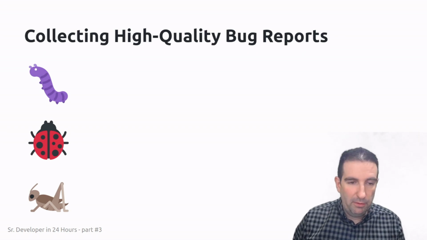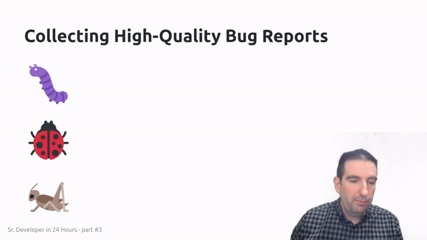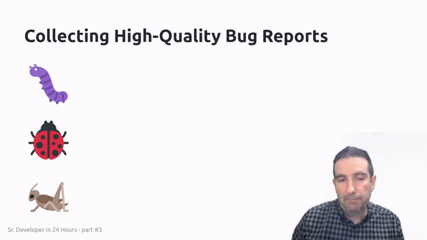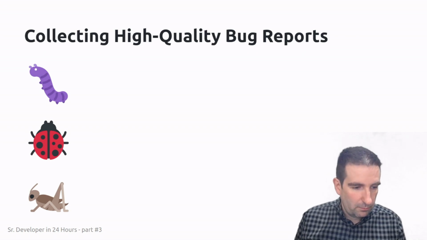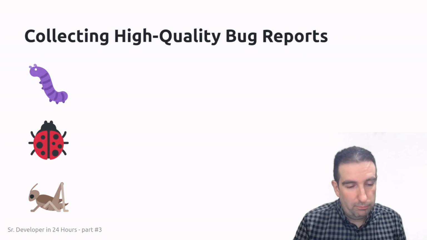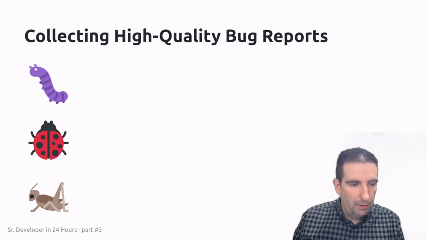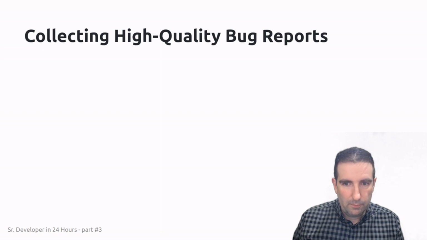Now, this is a different type of ticket because we are not adding new functionality, we are fixing functionality that is already there. But just like it is important for us to create some high quality tickets for new functionality, for new functional requirements, it is important for us to create high quality bug reports.